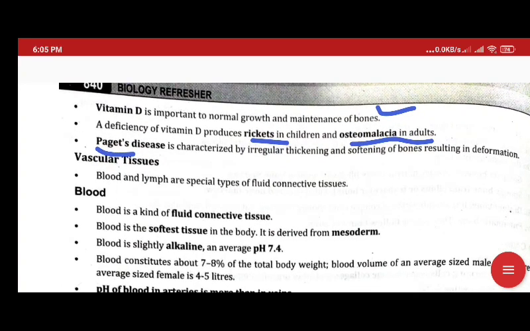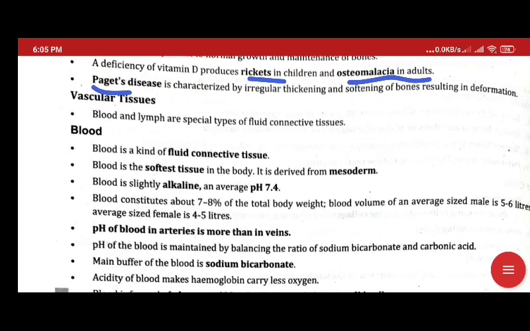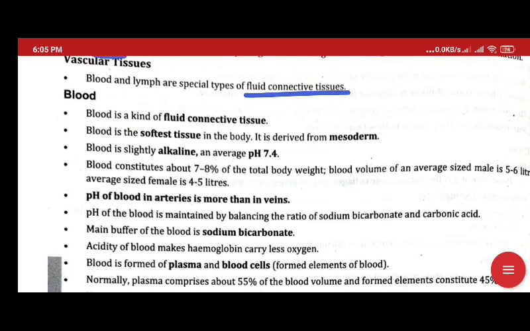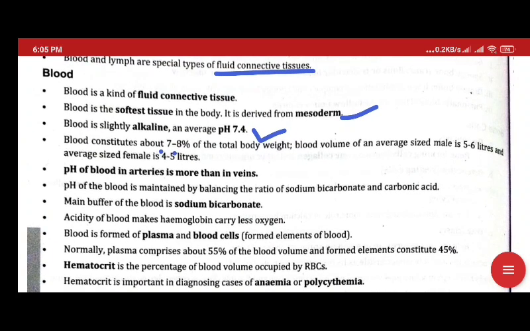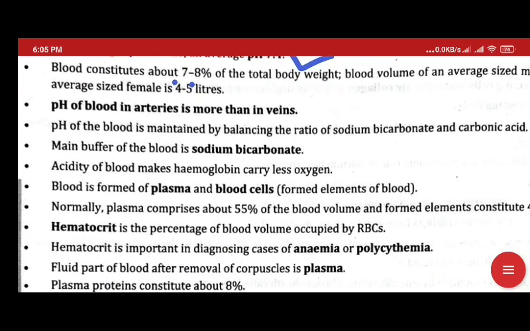Now we have vascular tissue, which is also a connective tissue, a special type of fluid connective tissue. In this fluid connective tissue, which is mesodermal, the pH is 7.4 and alkaline, because above 7 is alkaline. Blood is 7% of body weight in females and 8% in males. The average is 5 to 6 liters of blood in males and 4 to 5 liters in females. The pH is lower in veins due to CO2.